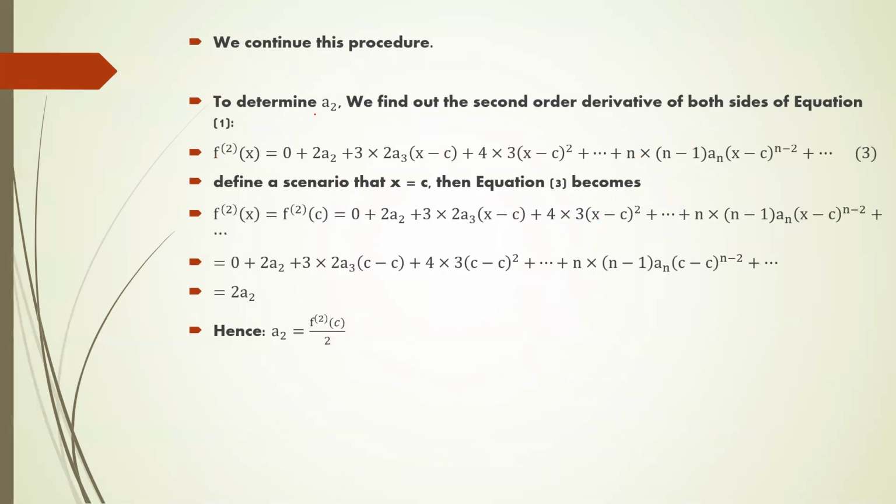We basically now solve a0 and a1. Next step, we just keep doing this. We take the second order derivatives on both sides of this equation to get a2. So the first order derivative, let's just write it here, is equal to a1 plus 2a2 times (x minus c) plus 3a3 times (x minus c) to the power of 2, and keep going.